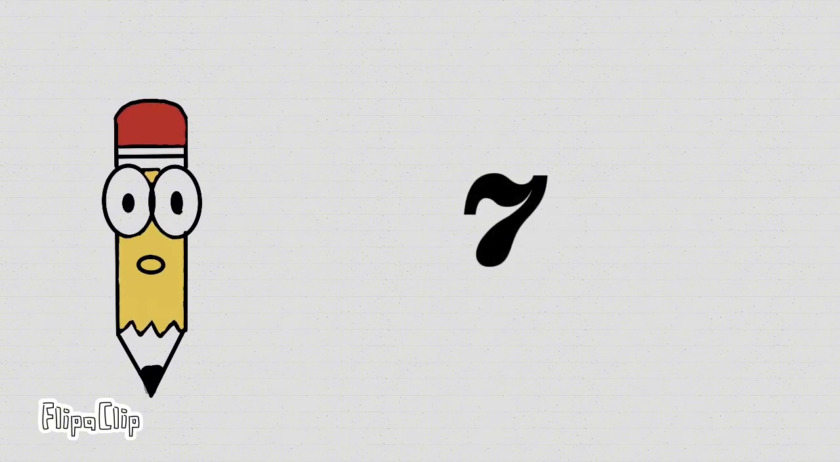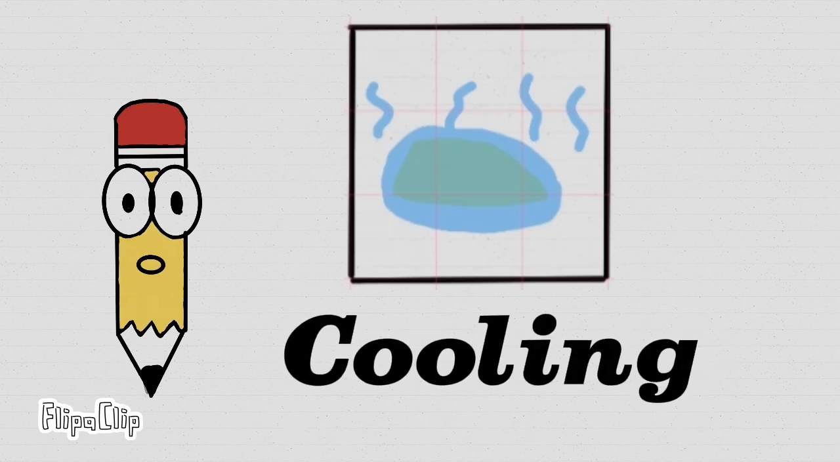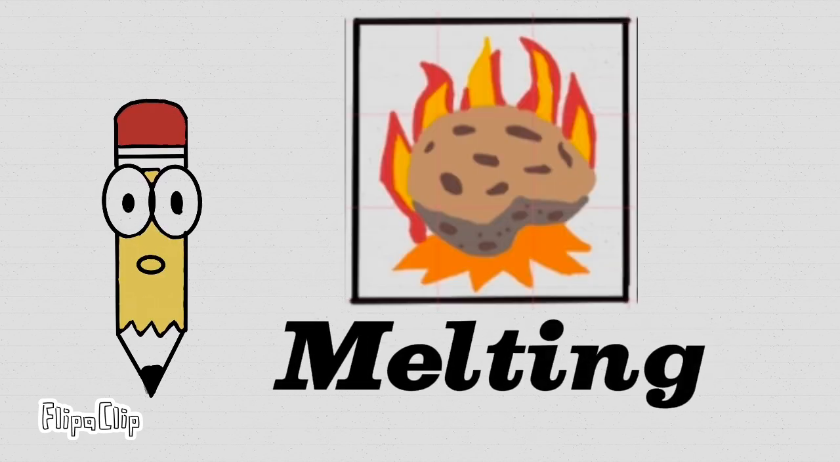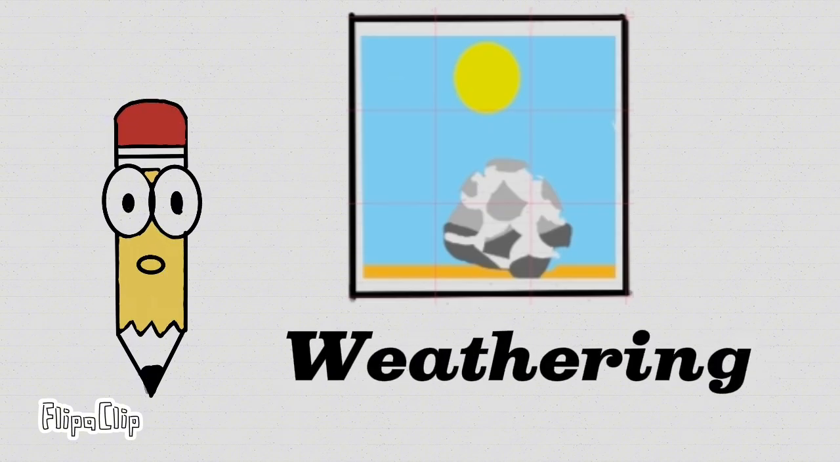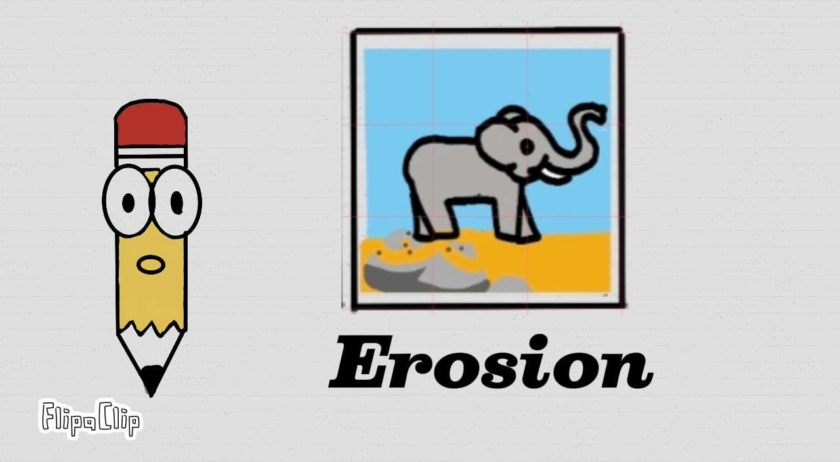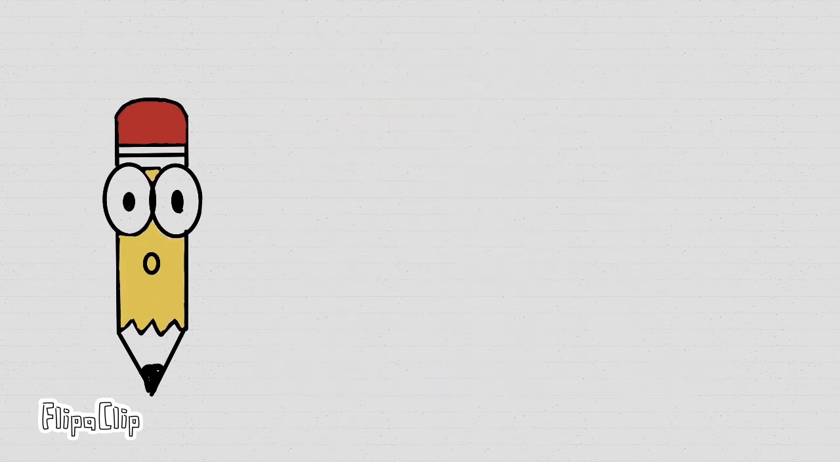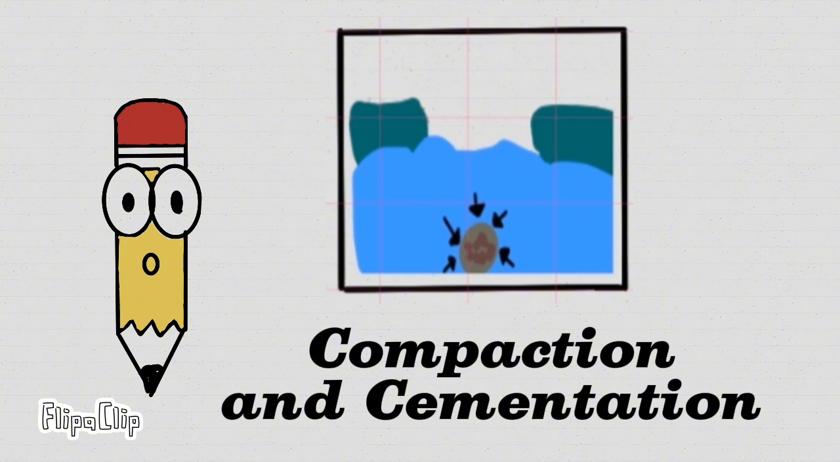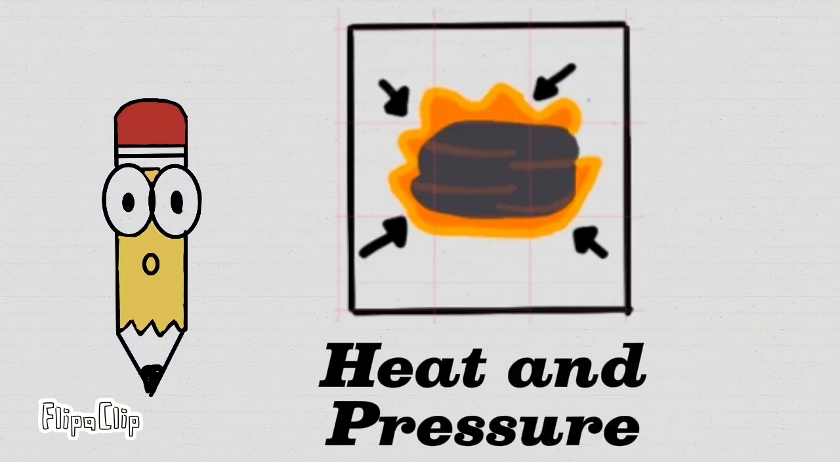We have 7 geological processes: cooling, melting, weathering, erosion, deposition, compaction and cementation, heat and pressure.